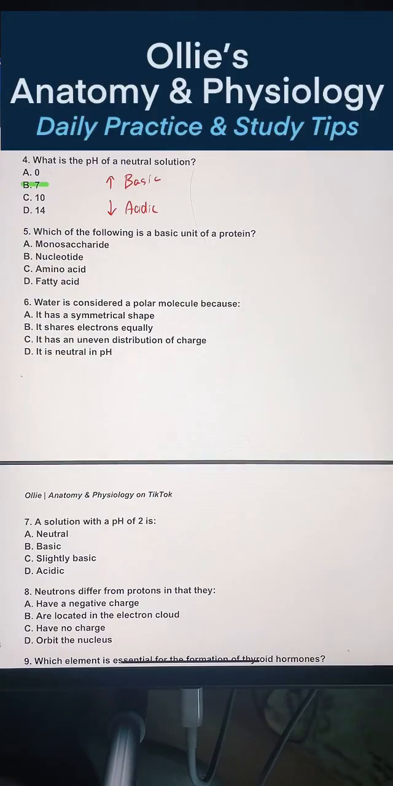Number 5, which of the following is a basic unit of a protein? So what monomers are going to make up proteins?